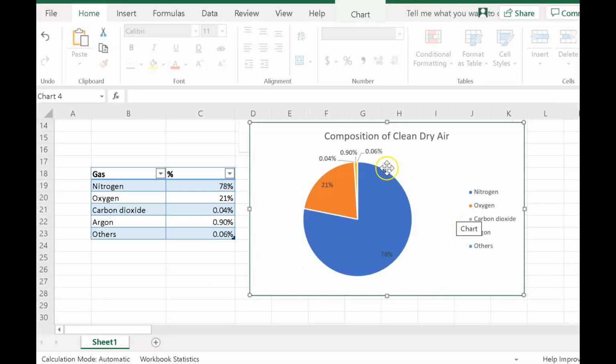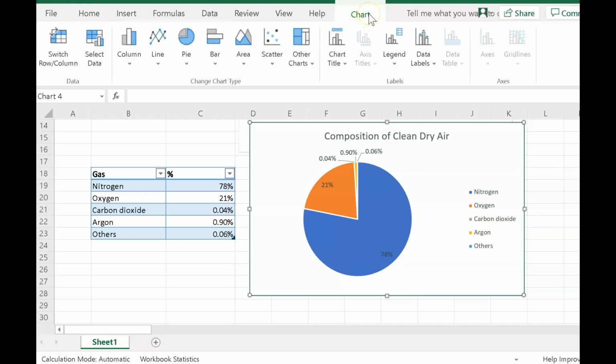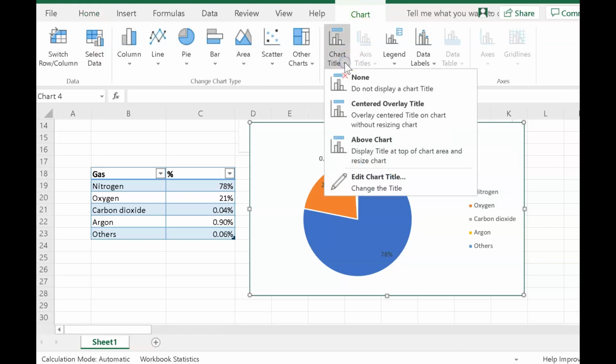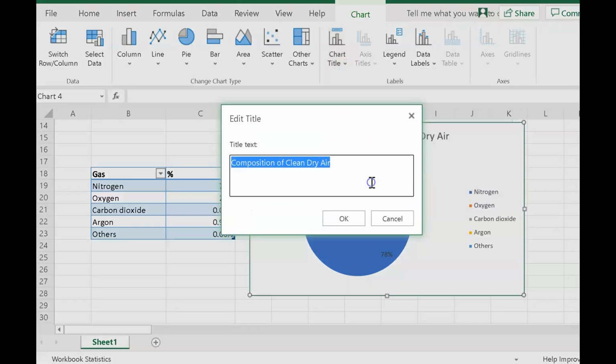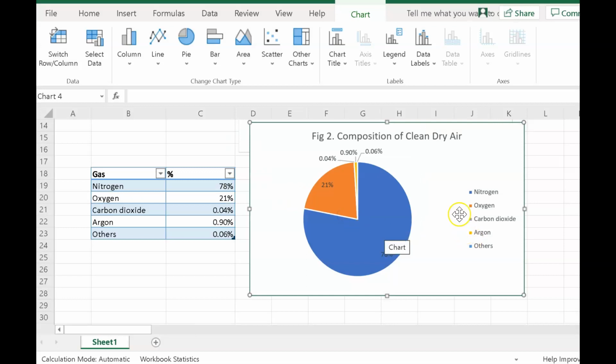I'm back to my chart, and to the Chart Tools, and I want to change the title. Edit the title, so I have to say figure 2, this is something that I missed. Okay, and I have to copy it again and move it to the Word.